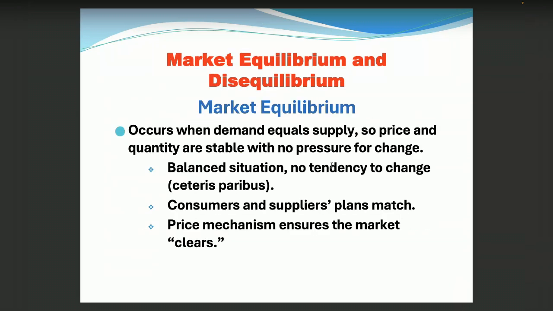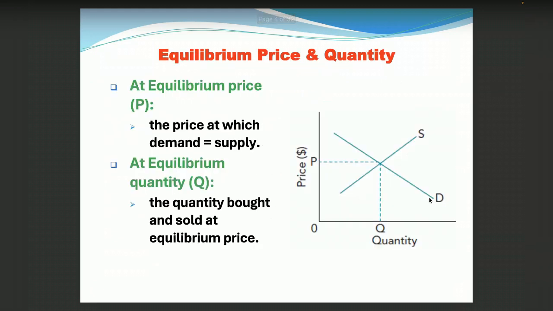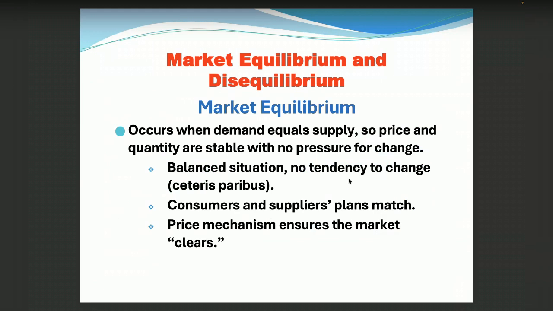Once more, what is a market equilibrium? Market equilibrium is where demand equals supply, where our demand curve will be meeting our supply curve. This is our equilibrium point, and at this point we'll have our equilibrium quantity and equilibrium price as shown here. This will be our balanced situation, and nothing else will be changing it unless something else affects it. Consumers' and suppliers' plans match at this point, and both of the parties will be happy.